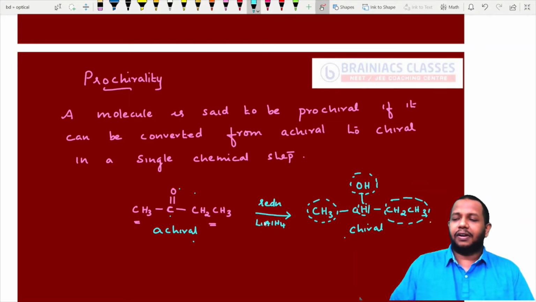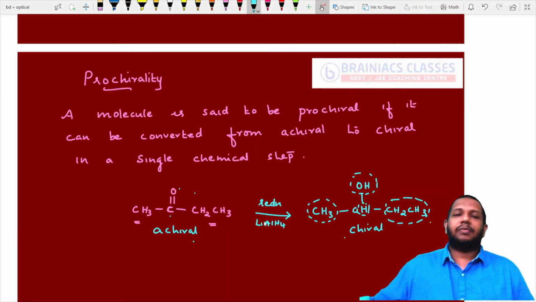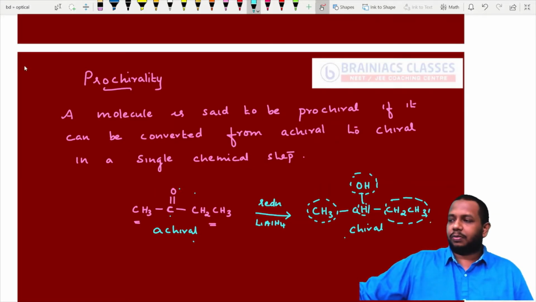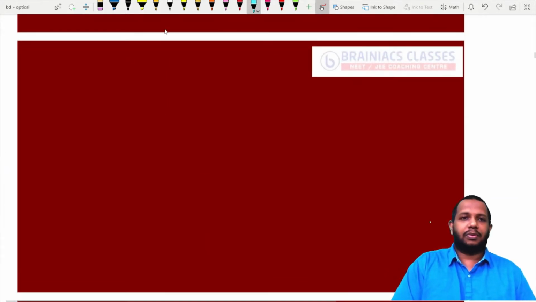These are different definitions that are used in this chapter, because you need to understand these. For example, in the question paper they may use these terms, so that's why I'm explaining all these things. Okay, now let's go to the next concept, that is configurations in optical isomerism. The first one we are going to learn is called absolute configuration.